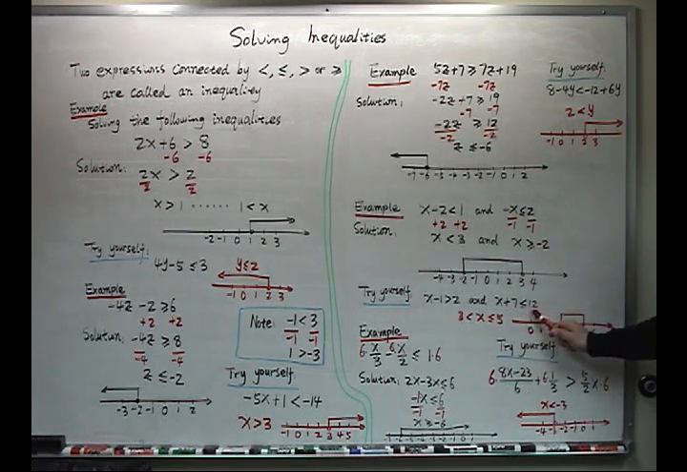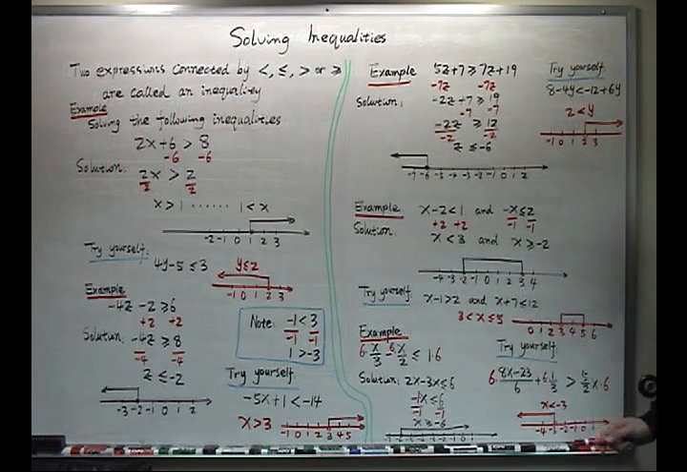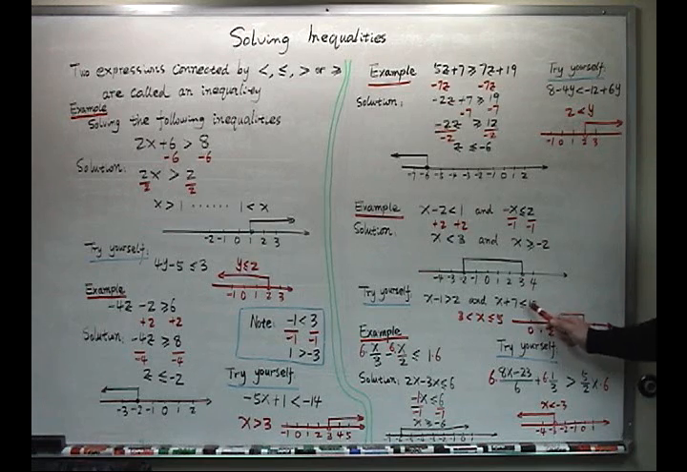Minus 7 on both sides. Negative and positive 7 cancel each other, so you have an x on the left alone. 12 minus 7, you have a 5. So x is less than or equal to 5.